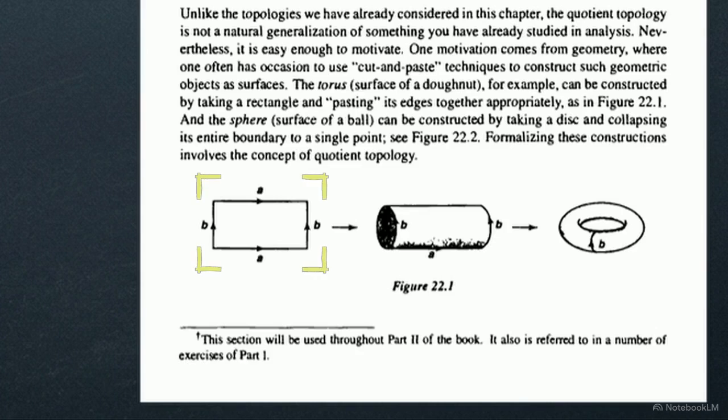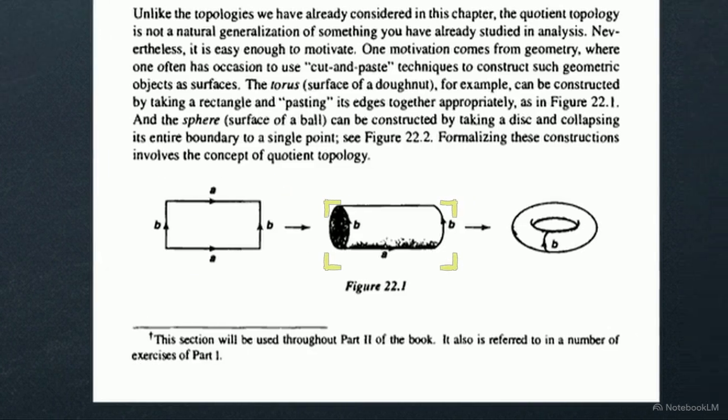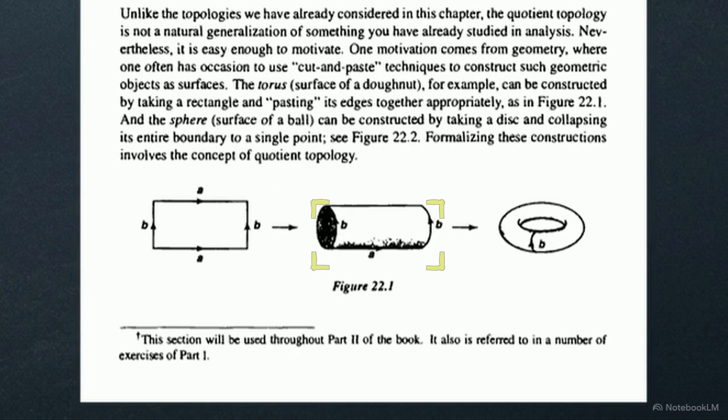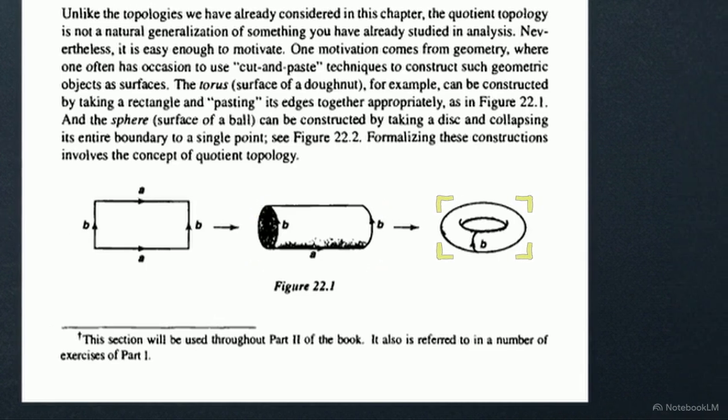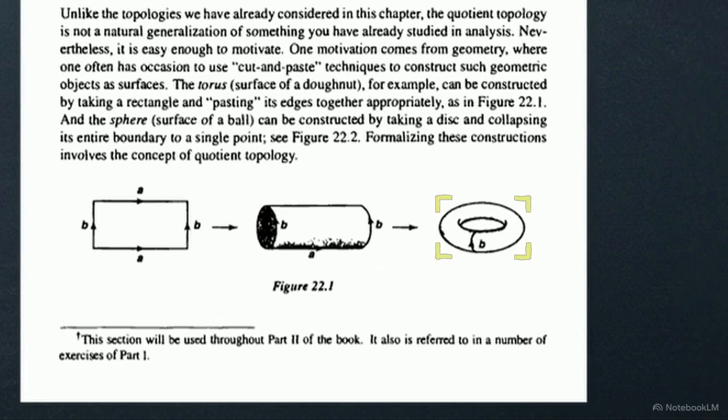We start with the fundamental polygon in Munkres figure 22.1. This rectangle is a blueprint. First, we glue the top and bottom A edges, transforming it into a cylinder. Then we glue the circular B edges together, forming the final torus.